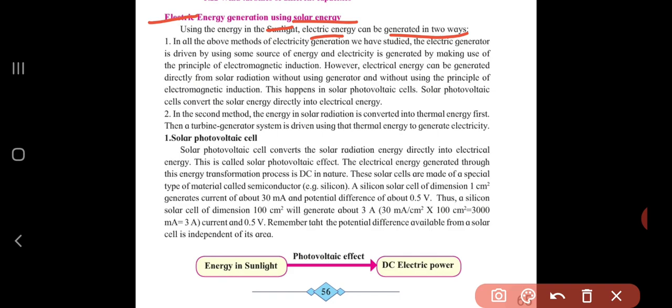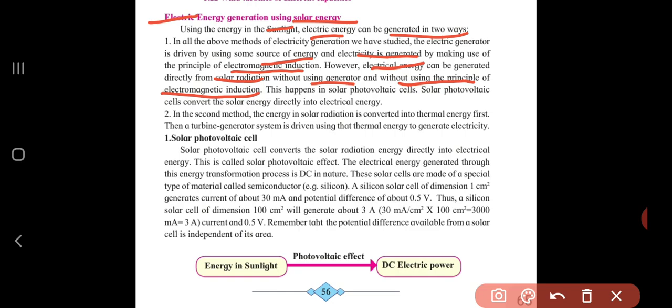In all above methods of electricity generation we have studied, the electric generator is driven by using some source of energy, and electricity is generated by making use of principle of electromagnetic induction. So up till now, all the methods which we have discussed, they all work on the principle of electromagnetic induction. However, electrical energy can be generated directly from solar radiation without using generator and without using principle of electromagnetic induction.